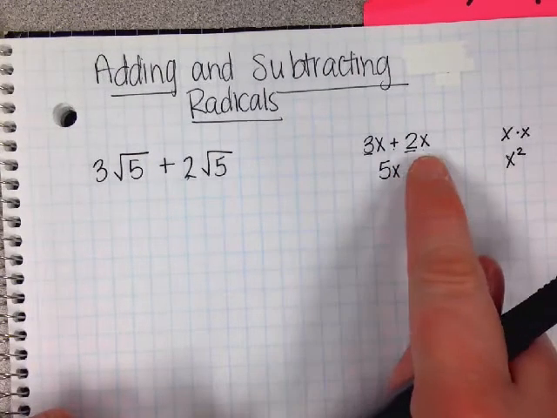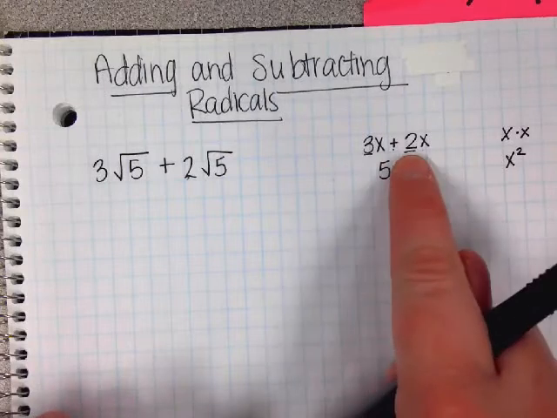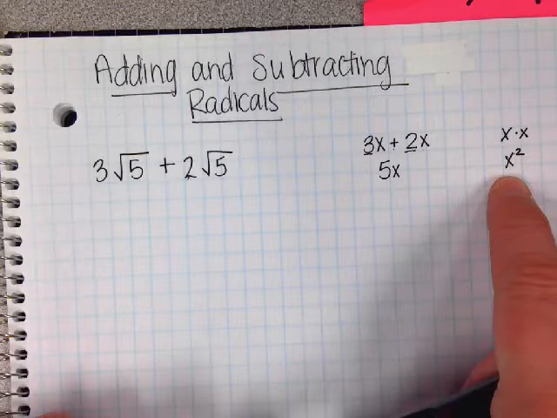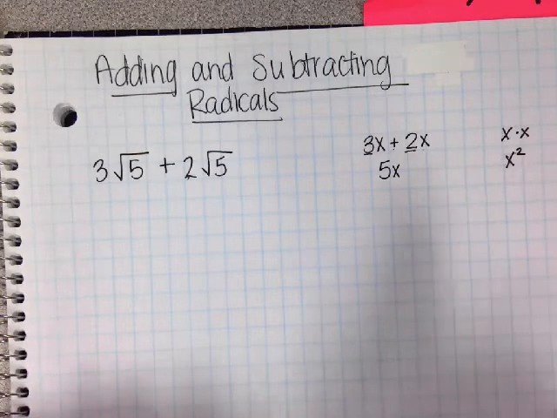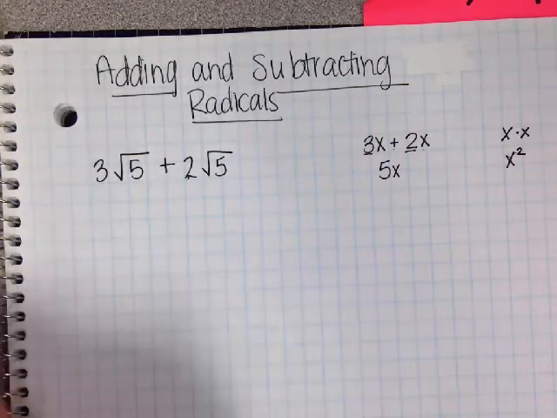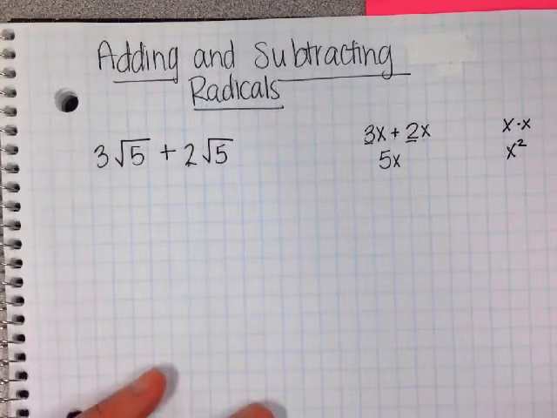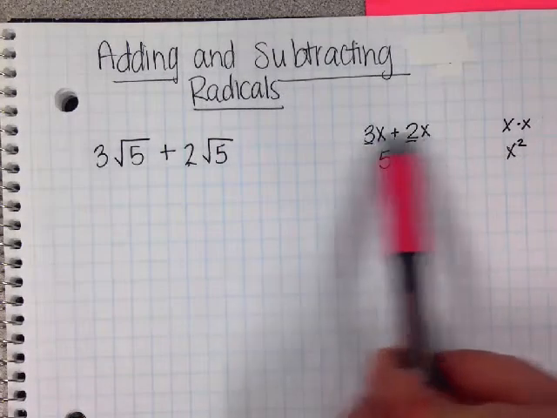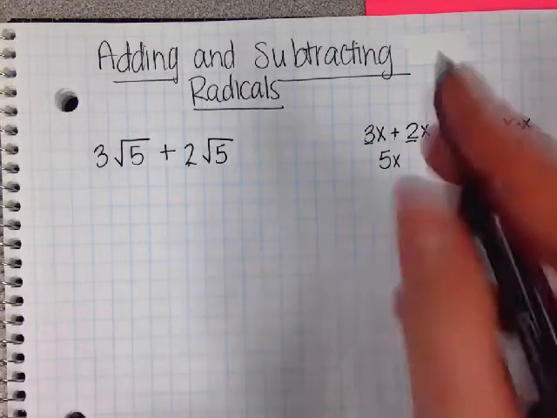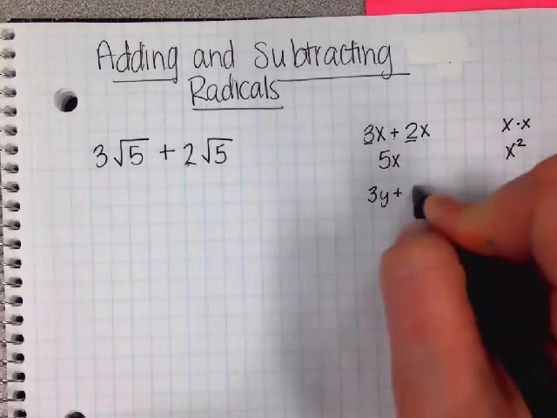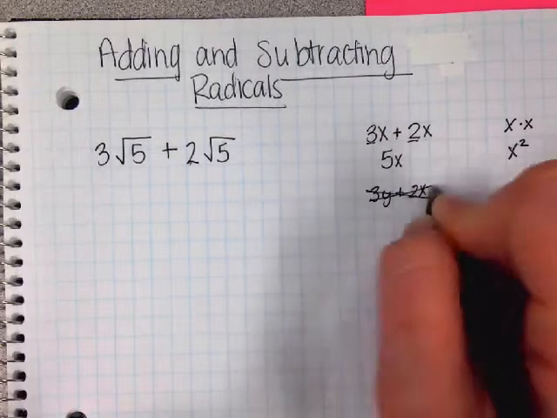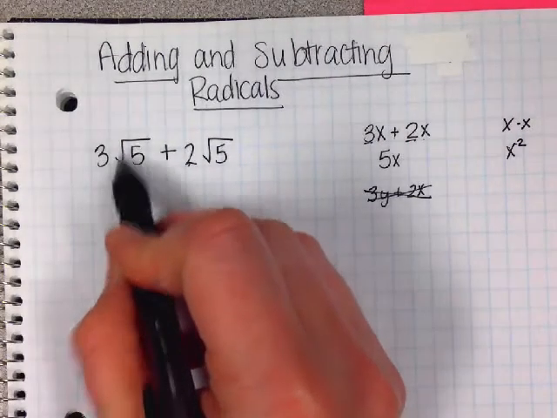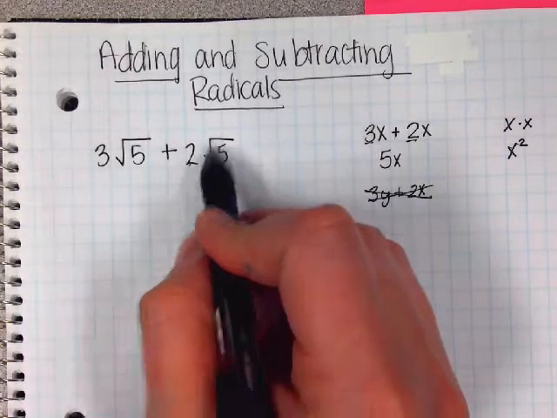This would just be 3x plus 2x. 3 plus 2 is 5. So we're not actually multiplying anything, so we're not going to change the exponent. That's where students start getting mixed up when we go back to adding and subtracting. Since these are both x's, I can combine them. If it would have been a 3y plus a 2x, I couldn't combine them, and that would be as simplified as it could get. It's the same idea when you're talking about radicals.